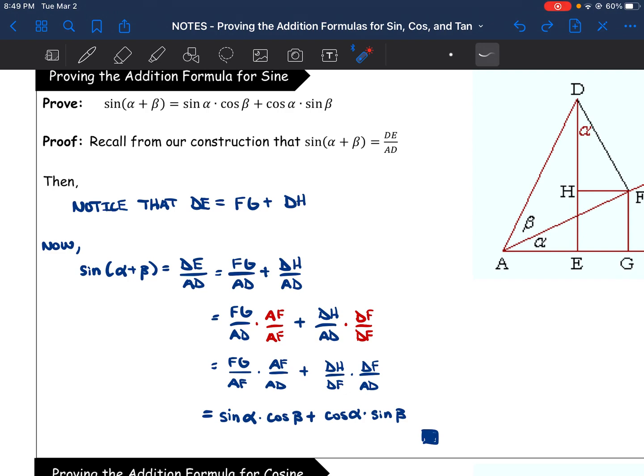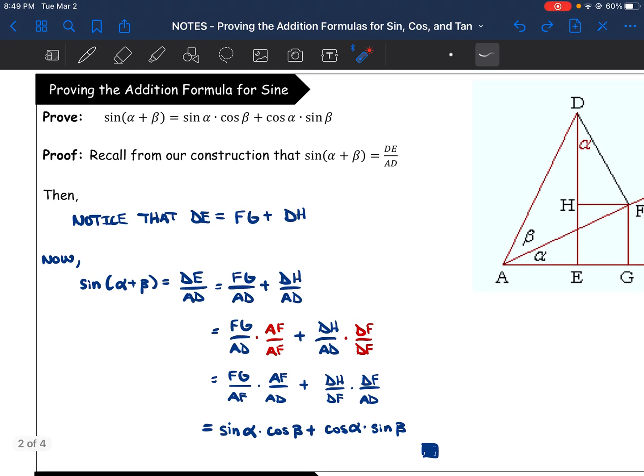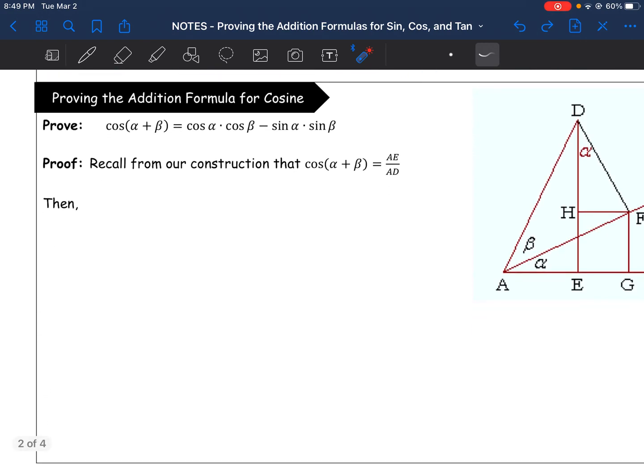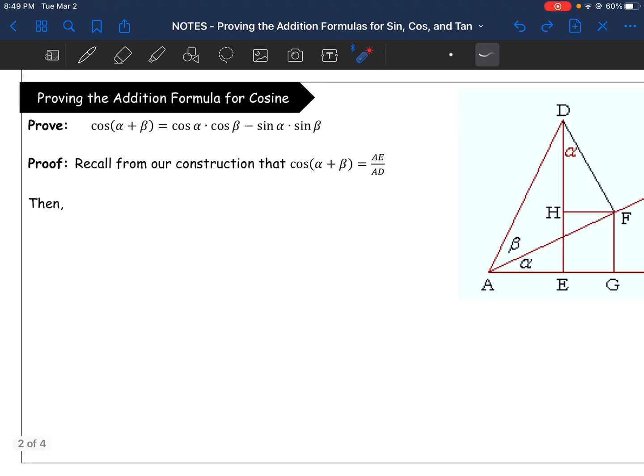So what that means is for all future problems, we can use this to help us calculate the sine of two angles added together. Let's now prove the same result for cosine. So let's prove the addition formula for cosine. And what we want to prove is that the cosine of two angles added together is equal to the cosine of the first angle times the cosine of the second angle minus the sine of the first angle times the sine of the second angle.